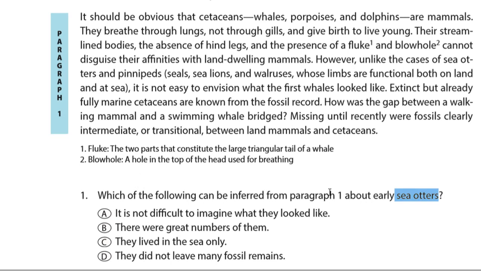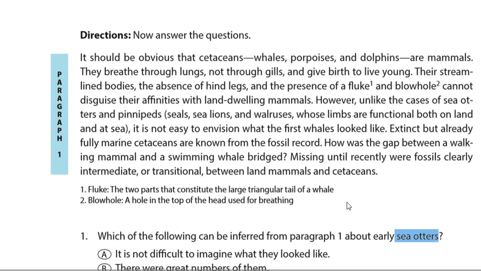Okay, after reading the question, we now go to the paragraph and find the keywords. Sea otters. See guys, I'm not reading anything. I am not reading at all. I'm only trying to do skimming and scanning. I'm looking for the keyword. Sea otters. Now we are going to read from the beginning of the sentence.